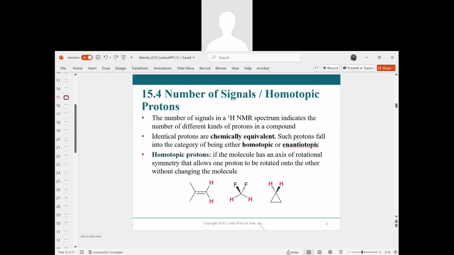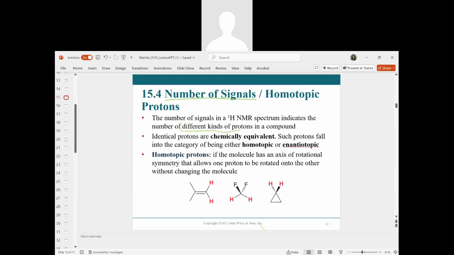In this video on section 15.4, we're going to talk about the first type of information that we were told can be revealed from an NMR spectrum: the number of signals. This will tell us how many different kinds of protons are in a compound.